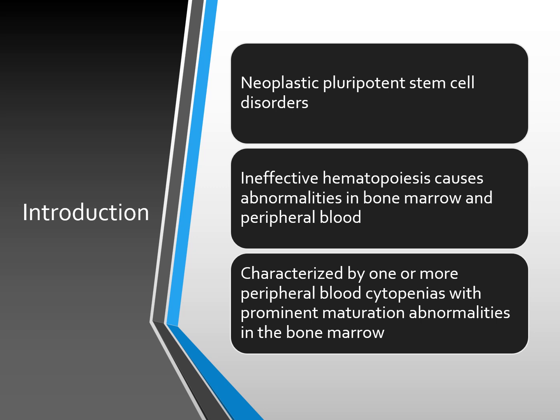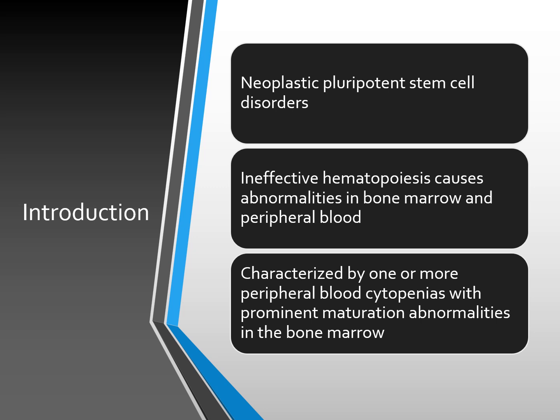What we're looking at in terms of MDS is a neoplastic pluripotent stem cell disorder. What we're going to see with that disorder is ineffective hematopoiesis, which is going to cause abnormalities in the bone marrow and the peripheral blood. So remember, we're going to have hypercellular bone marrow. We may have an increase in apoptosis of the cells. So even though we have a hypercellular bone marrow, we may see cytopenias in the circulating blood cells, which leads us to the point of being characterized by one or more peripheral blood cytopenias. So it might be one line, it might be multiple, with prominent maturation abnormalities in the bone marrow.